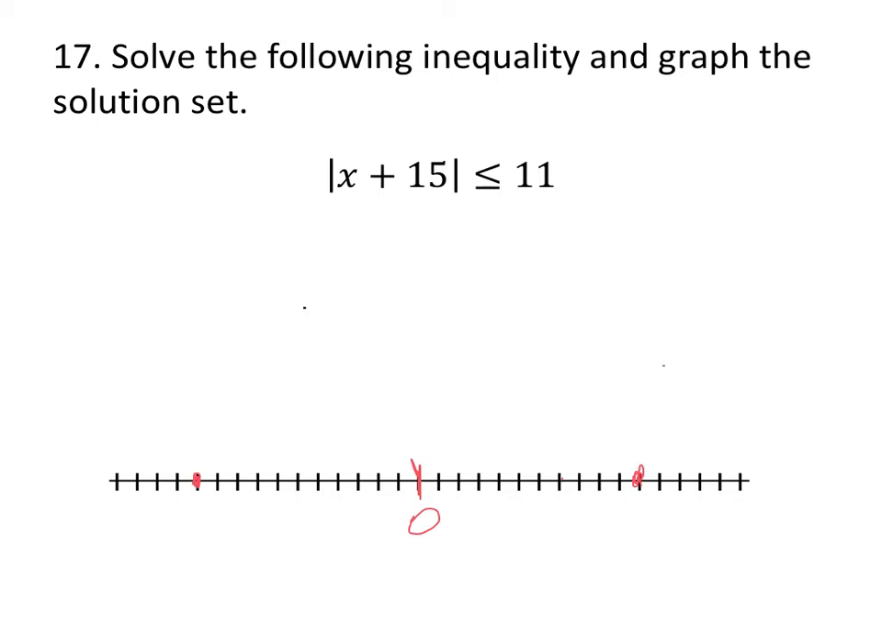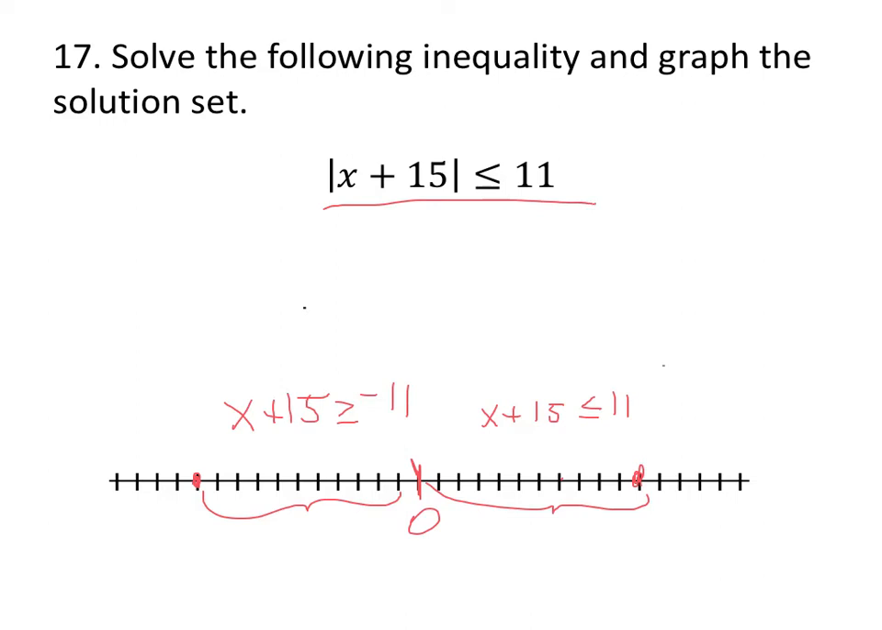So I've tried to draw this. What we're saying here is that x plus 15 is either going to be greater than or equal to negative 11, so it's going to be somewhere in here, or x plus 15 is going to be less than or equal to 11, so it's someplace in here. But in either case, the absolute value of x plus 15, or the distance from 0, is never going to be larger than 11. That's what this inequality tells us.